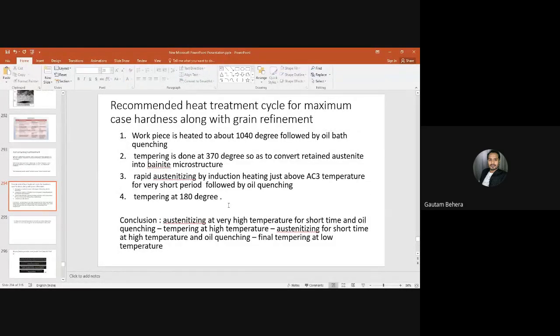Do you have any issue with these CCT diagrams, like how microstructure will evolve? If you want, I can take another class on CCT or TTT: how microstructure evolves, or which kind of microstructure you will get upon different cooling rates.